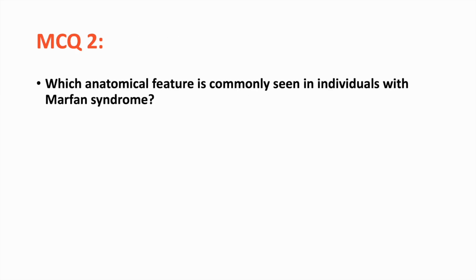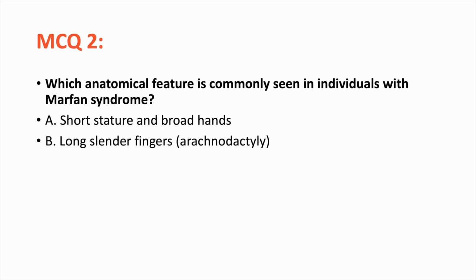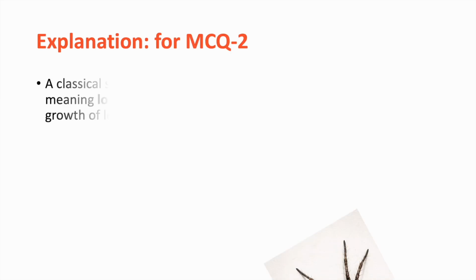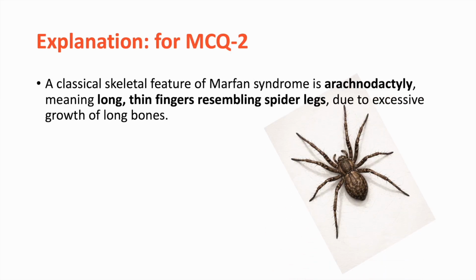Let's try and solve MCQ 2. Which anatomical feature is commonly seen in individuals with Marfan's syndrome? A, short stature, broad hands? Definitely not. Long slender fingers, arachnodactyly? Possible. Clubbing of fingers, polydactyly. The answer is B, long slender fingers, arachnodactyly. Typically, the fingers resemble the legs of a spider, hence the name arachnodactyly.